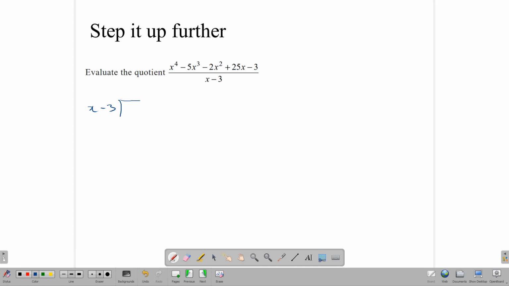And let's just write it in there. X to the fourth minus 5x to the third minus 2x squared plus 25x minus 3. So all our terms are there, 4, 3, 2, 1, 0. Very good. And so we can go ahead and divide by x minus 3.